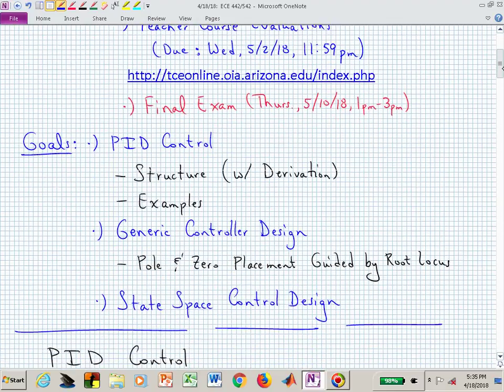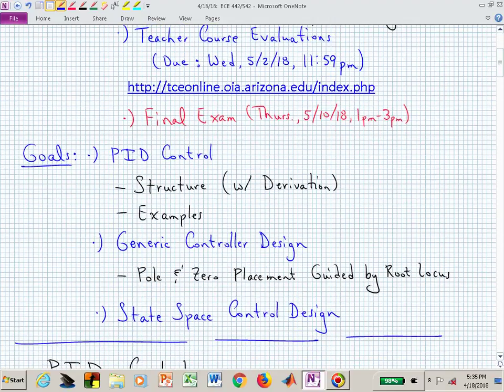With that, we're led into what I consider a generic controller design, where we have the flexibility of placing poles in the z-plane wherever we want, and zeros wherever we want. But now that we have this insight into the root locus and how the PI and PID controllers work, we might be better informed as to how to sprinkle those poles and zeros in the z-plane generically.